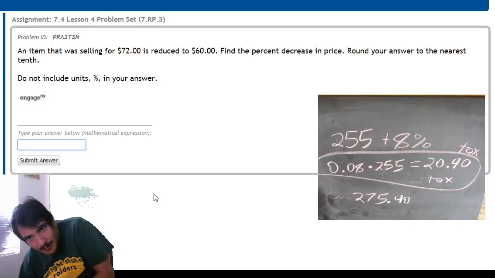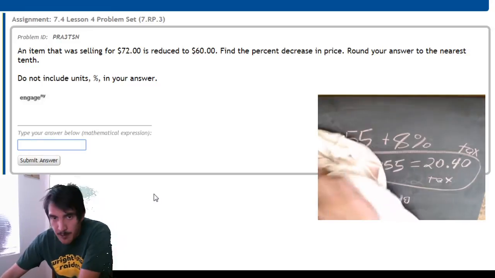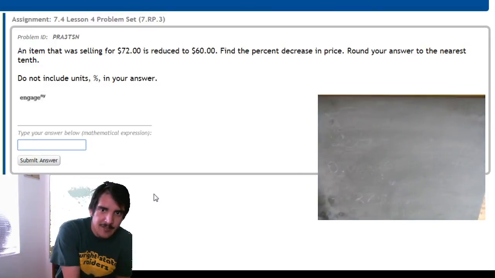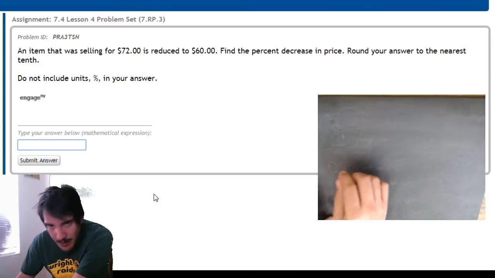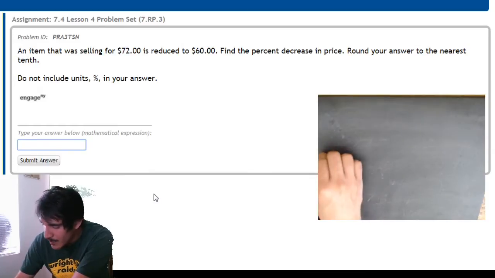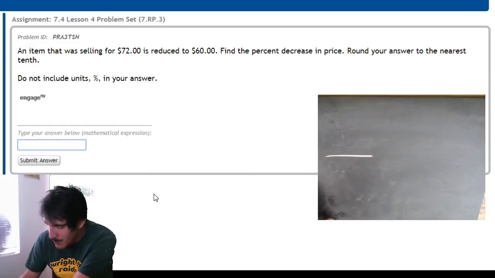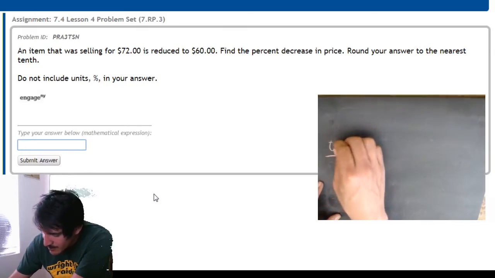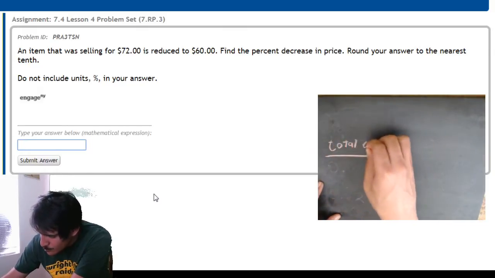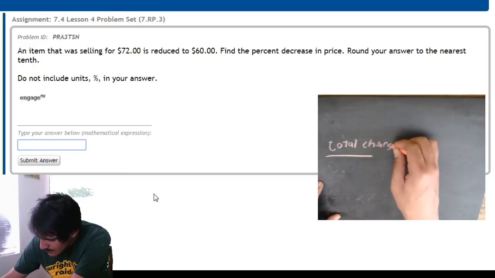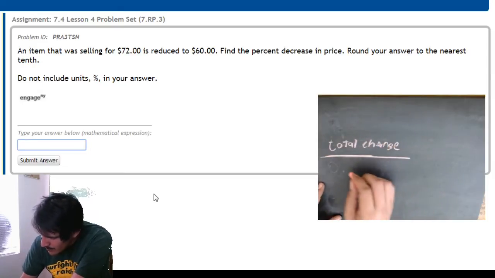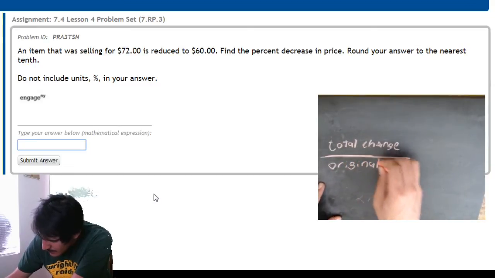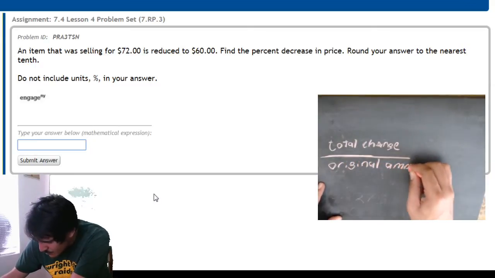Now, this is the problem that some people were struggling with. An item was selling for $72, and it's reduced to $60. So I want to show you something. I want you to think about this fraction. The fraction is going to be the total decrease. I'm going to say the total change over the original amount. That's how we find the percent change.